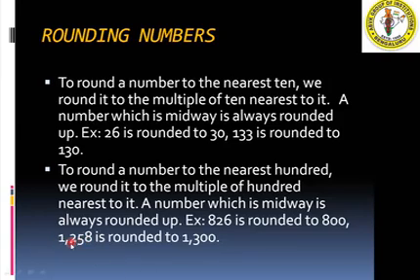Next, another example you see, 1258. This you have to round off to the nearest 10. If you want to round off to the nearest 10, you have to check the number in the tens place. Here you have 5 in the tens place. You know that this 5 is not less than or greater than 5. 5 is equal to 5 only.